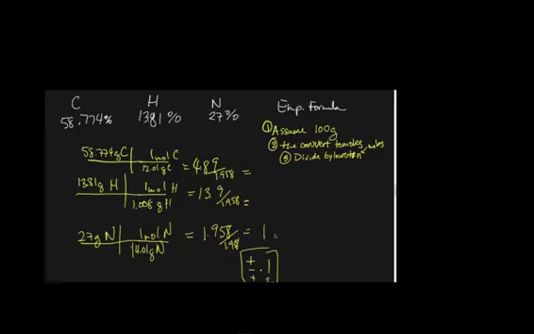Where's my calculator? 13.9 divided by 1.958 equals 7.099. So 7.010 will work. And then 4.89 divided by 1.958 gives you 2.50.